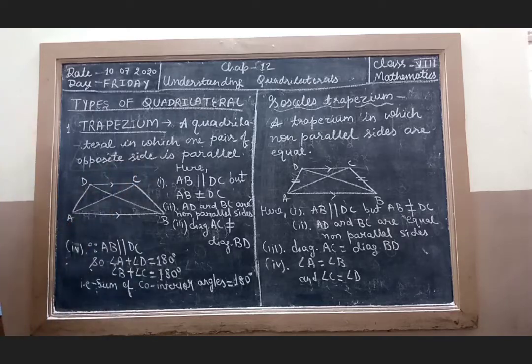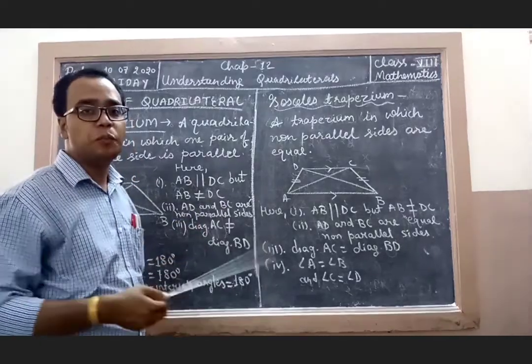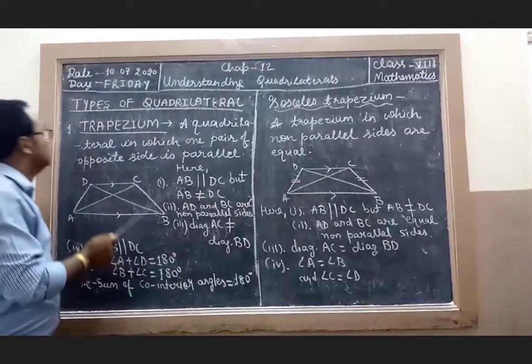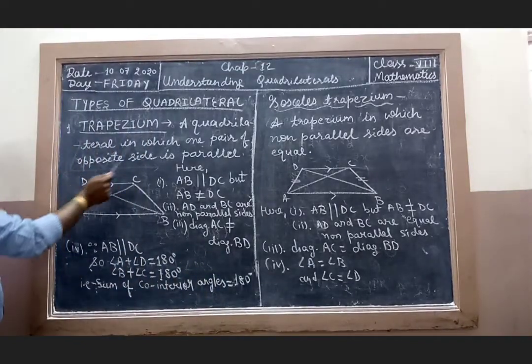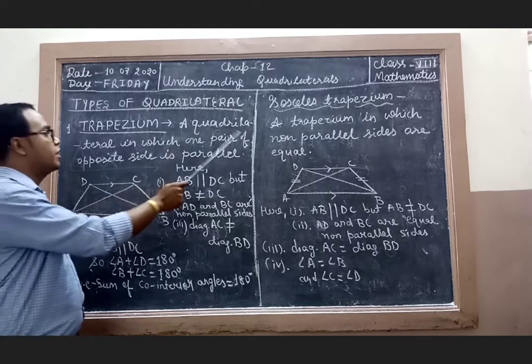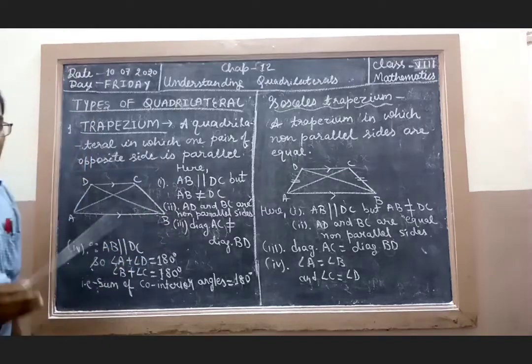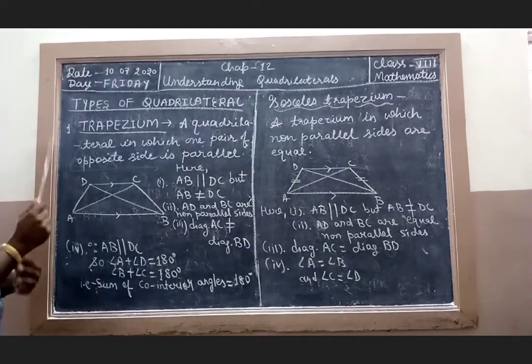Types of quadrilaterals. It means exercise 12B. Types of quadrilaterals. First one is trapezium. A quadrilateral in which one pair of opposite sides is parallel. Only one pair of opposite sides is parallel.